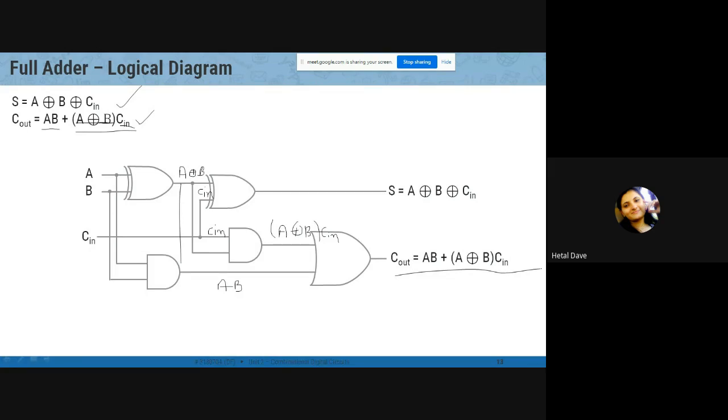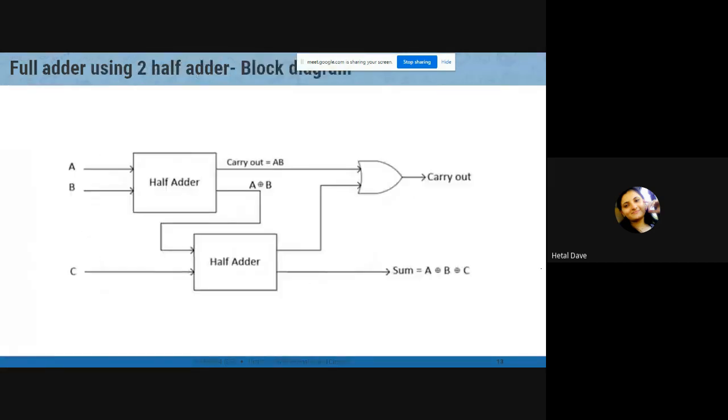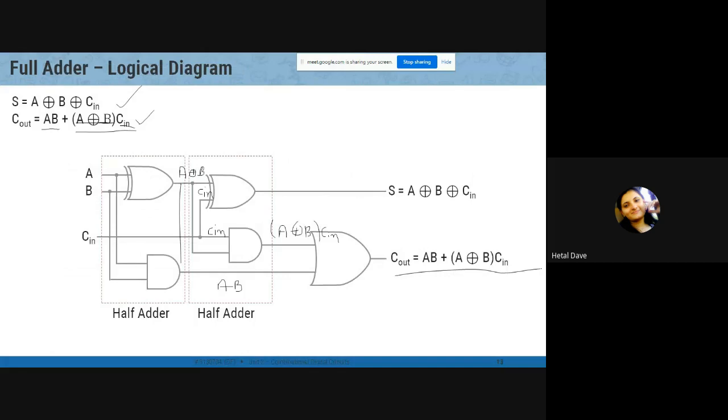Now here what is your observation? Full adder is a combination of two half adders and one OR gate. Two half adders and one OR gate. You can be asked one MCQ like true or false: full adder is a combination of two half adders and one AND gate. False, because it is a combination of two half adders and one OR gate.